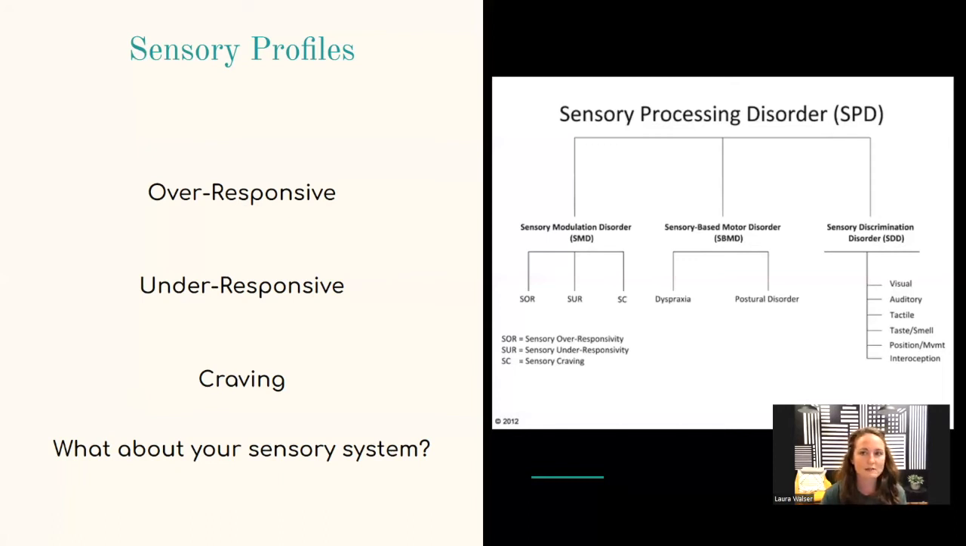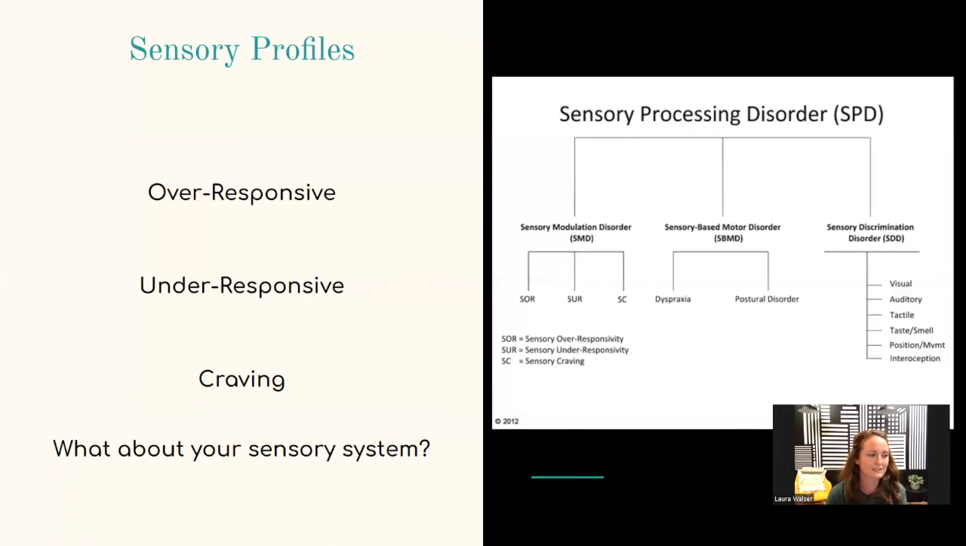If someone has difficulty modulating and integrating sensory information that's coming in from their environment, the diagnosis that typically goes with that is sensory processing disorder. And that's the nosology that you see in the picture. So as far as sensory profiles go, in sensory modulation disorder, there are really three profiles.